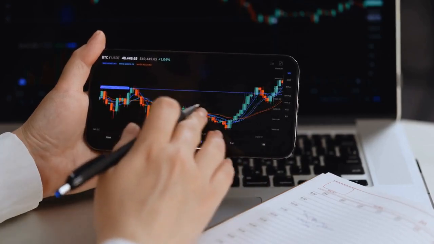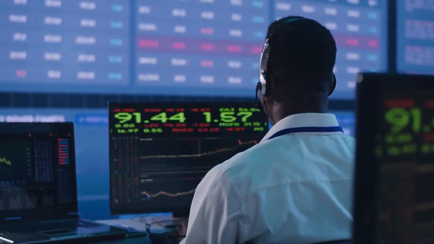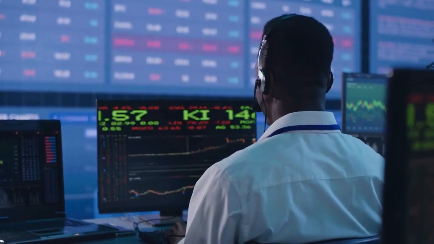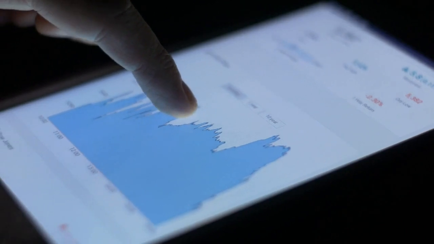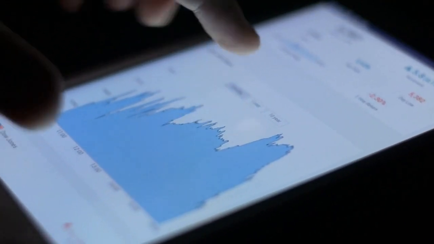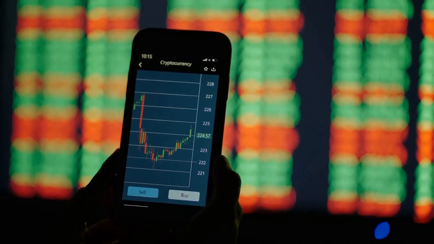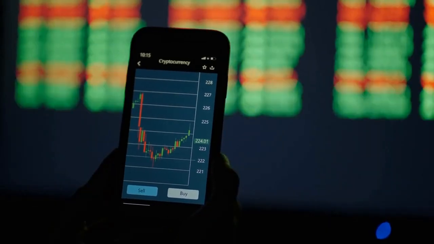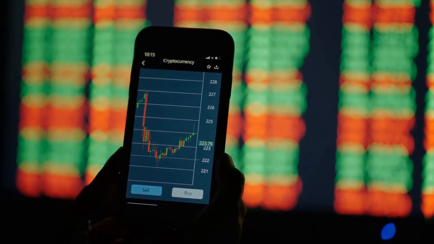Position sizing. Successful trading involves a lot more than just having a good trading strategy. One critical factor that traders often overlook is the size of their positions. Position sizing refers to the amount of money that you invest in a particular trade. Trading with the right position size can help you manage risk, reduce losses, and increase profits.